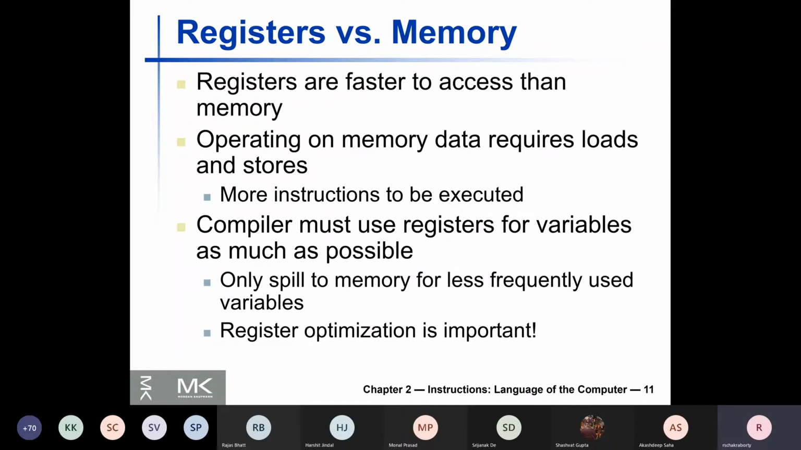So registers, of course, are faster to access than memory. We have discussed this in detail in the last class. Operating on memory requires load and store. MIPS is called a load store architecture. This is a technical term. Why is this called a load store architecture? Because the only way to access memory in this architecture is to use load and store instructions. There is no other way to access memory directly. There is no instruction where you can have one of the operands be a memory operand.